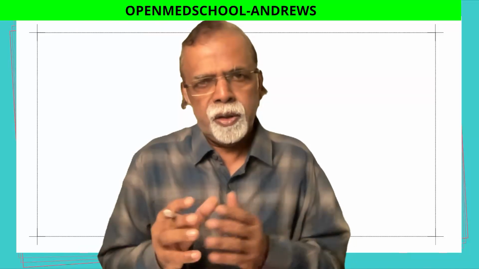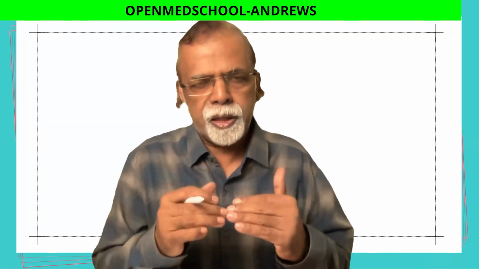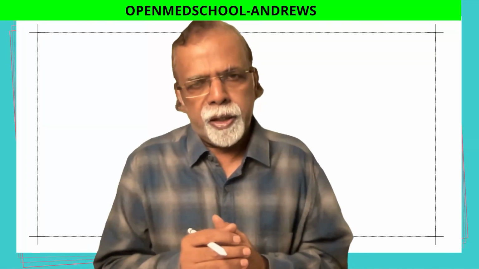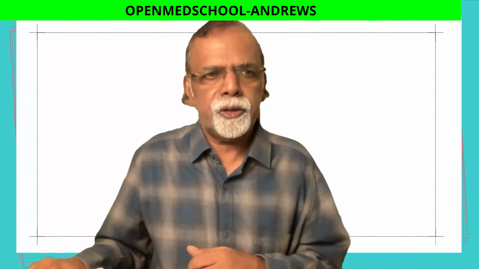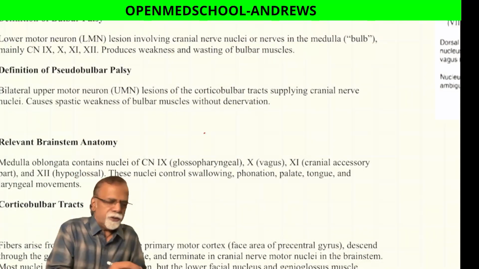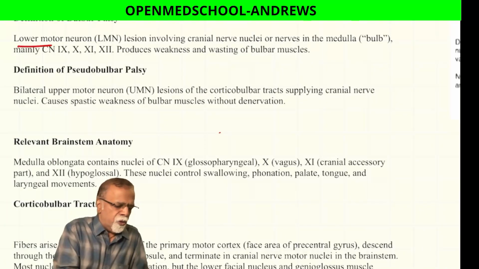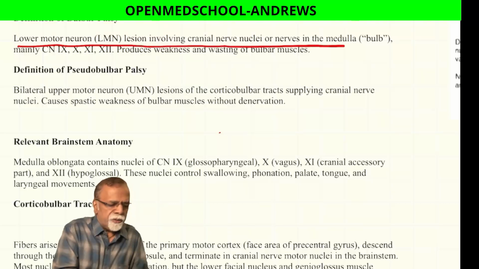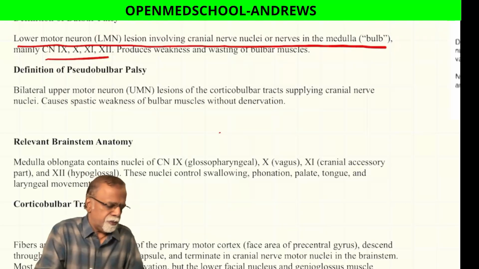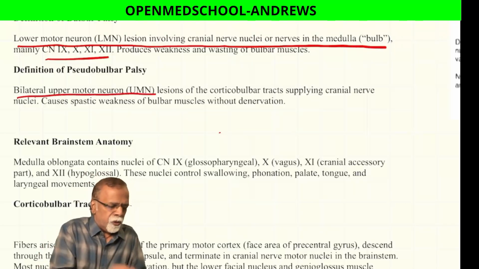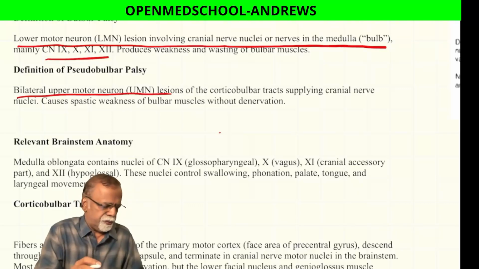What is pseudobulbar palsy? When there is a dysfunction affecting the corticobulbar pathways supplying the bulbar muscles, that condition is called pseudobulbar palsy. Hope the distinction is clear. Let us look in a little more detail into each of these. So, what is bulbar palsy? Bulbar palsy, by definition, as mentioned, is a lower motor neuron type of lesion involving cranial nerves arising in the medulla or the bulb. We already mentioned 9, 10, 11, and 12. Pseudobulbar palsy is a bilateral upper motor neuron lesion of the corticobulbar pathways.